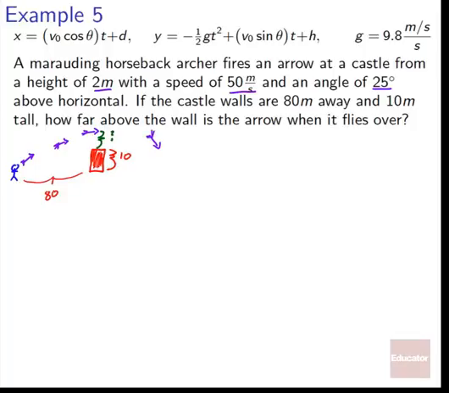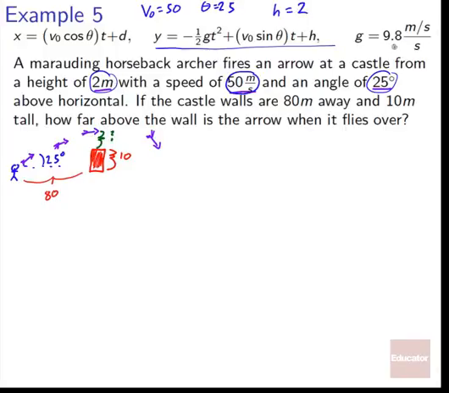Okay, so let's see, how can we figure this out? So our first question is, when is the arrow above the wall, right? We've got this great formula here. We can figure out what the height of the arrow is if we know the time, because we know what V naught is. It's 50 meters per second, right? We know V naught equals 50. We know theta equals 25. He fired it at an angle of 25 degrees above the horizontal. We know that its starting height was H equals 2. And we were given g, so that's everything that we need for y except for the time.